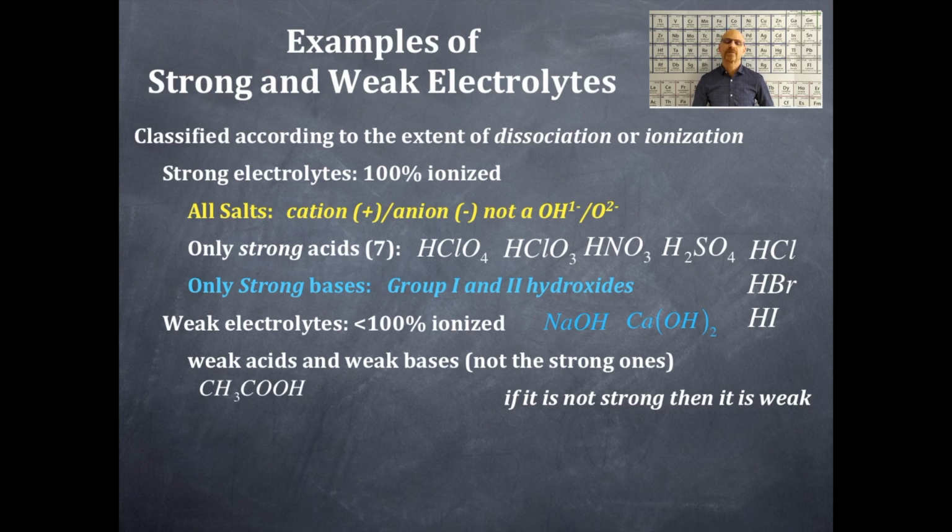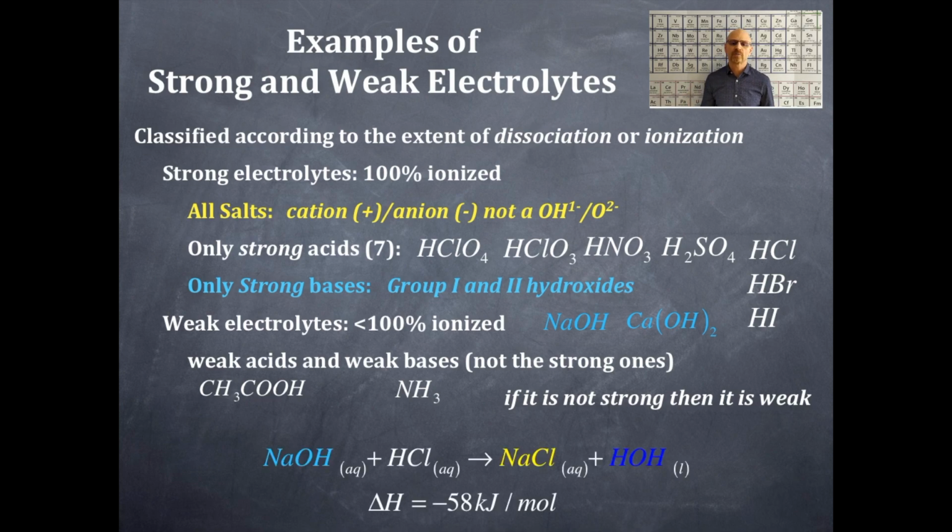Examples of this: a weak acid would be acetic acid. This is the example that all chemistry teachers and textbooks use as the weak acid. And ammonia is the example of a weak base that all chemistry textbooks, teachers and professors use as a weak base.